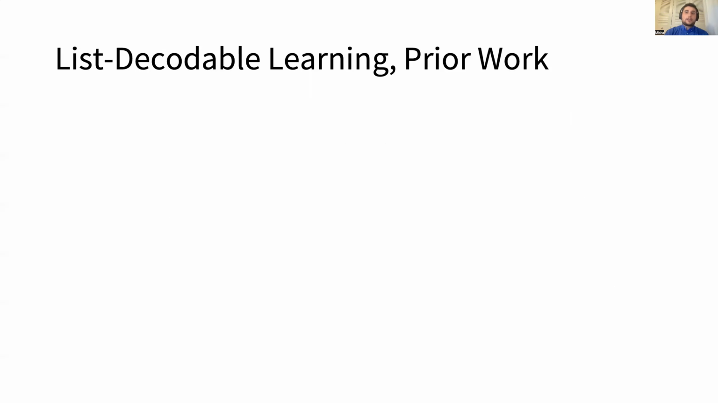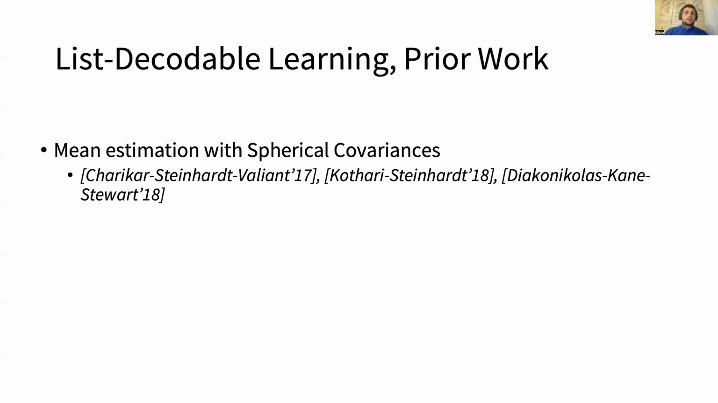So some prior work that has been done in general list decodable learning. So there are a few different algorithms. The first one is mean estimation with spherical covariances.